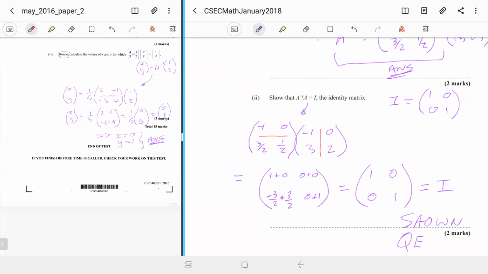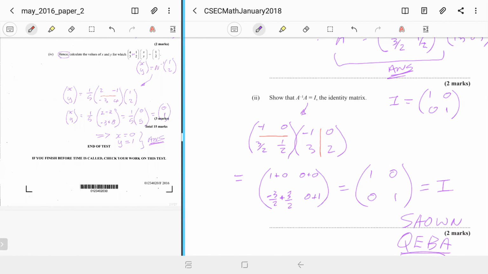Quite easily brushed aside. We brushed it aside easily. See it? So you have to know that the I matrix is this. You have to know it. All right, so I told you and I showed you.